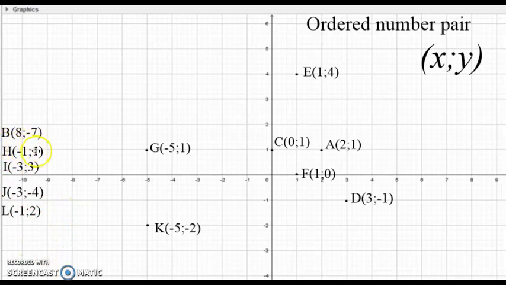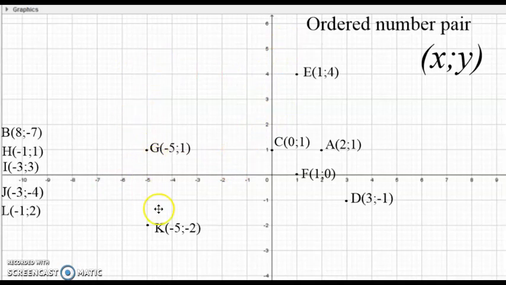The coordinates of B, which is at 8 and negative 7, H, which is at negative 1 and 1, I, which is at negative 3 and 3, J, which is at negative 3 and 4, and L, that is at negative 1 and 2. I would like to stress and reiterate the following. First, search for your x value on your x-axis, then search for your corresponding y value on the y-axis, and where the two of them meet, that's where I'll plot the dot.